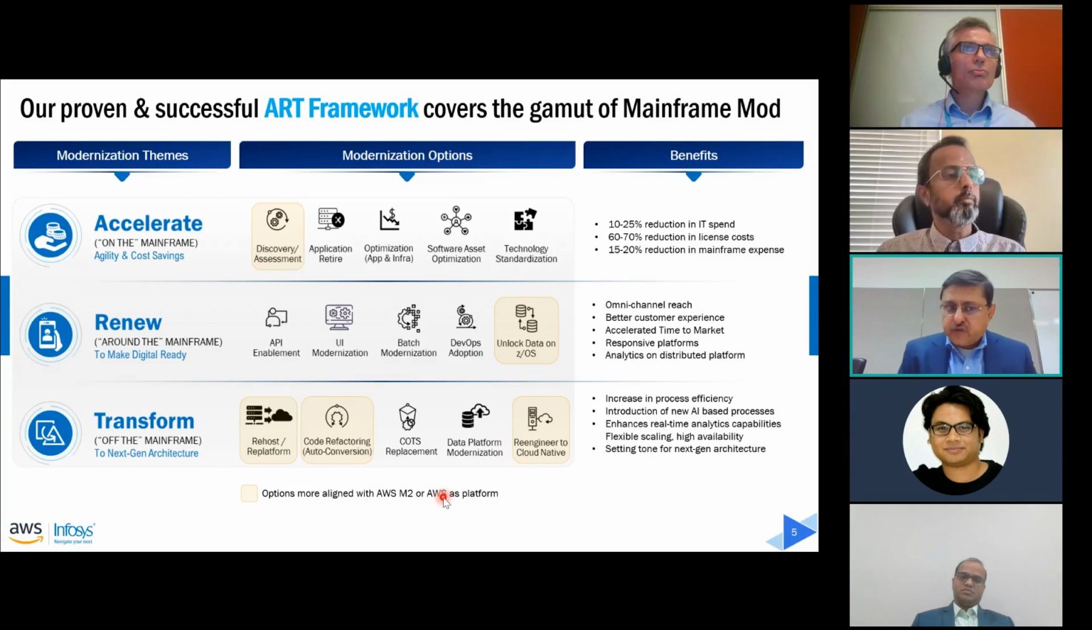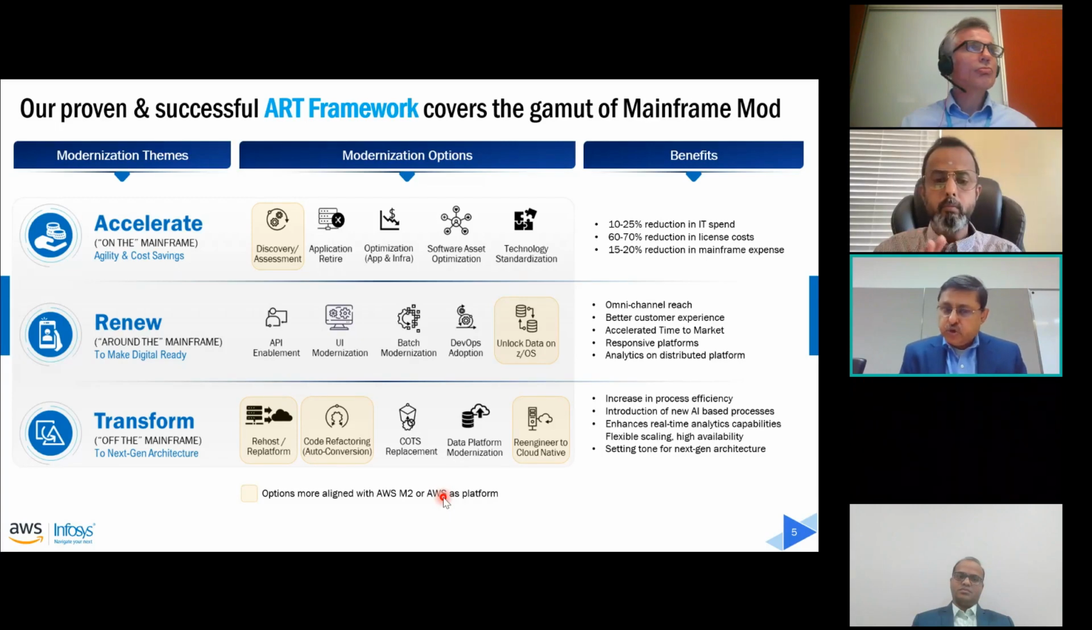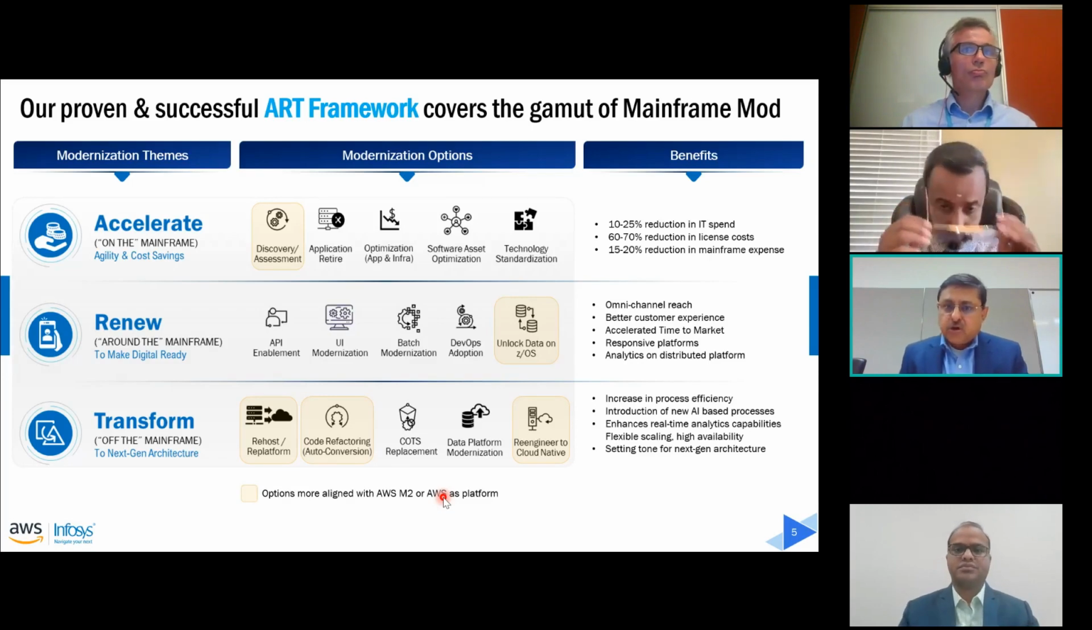But the last one is the most interesting one, which is the transform, which is to get off the mainframe. Again, there are multiple options to do that. The first one is, of course, rehost, where you take the application and lift and shift and move it onto Micro Focus on AWS. So that's a rehost one. Then you have code refactoring, where you have the application, but you use BluAge to convert that into Java microservices running on AWS cloud. Then you have COTS replacement, by which you actually replace the mainframe application by, let's say, a product like a core banking product, or maybe Guidewire for insurance, again, running on AWS.